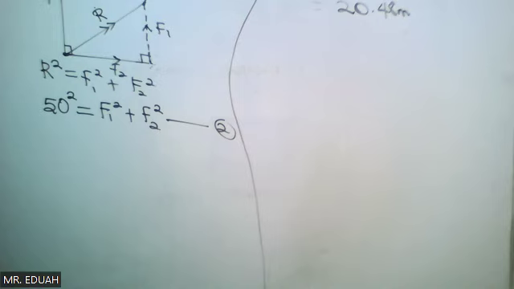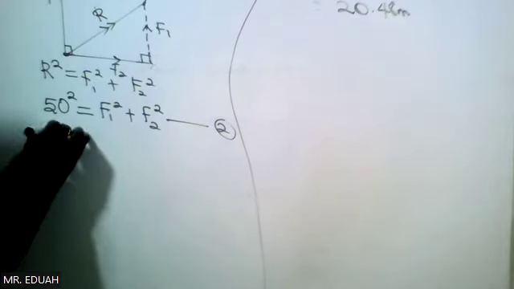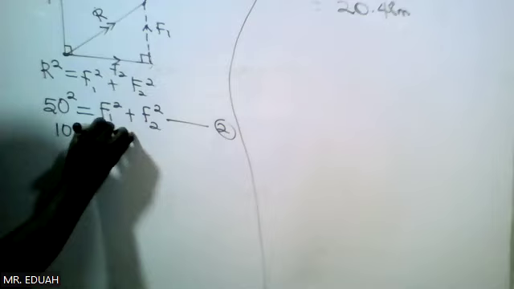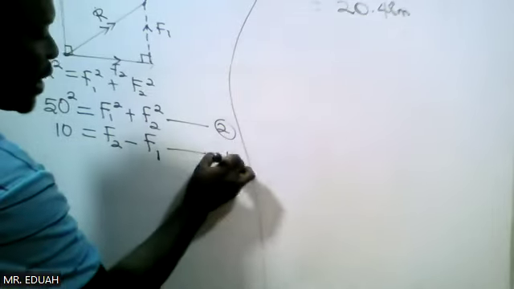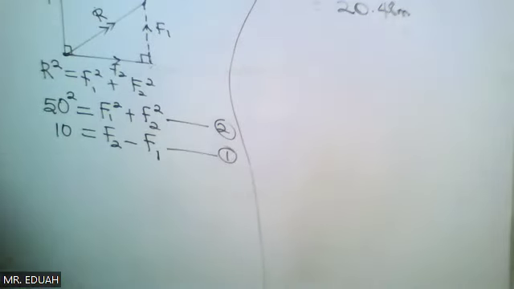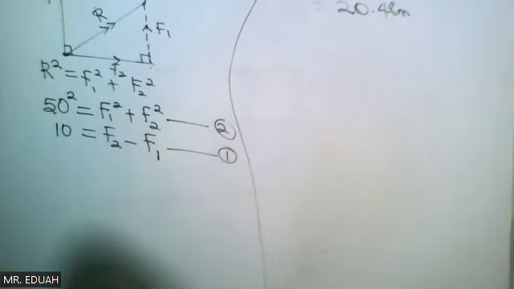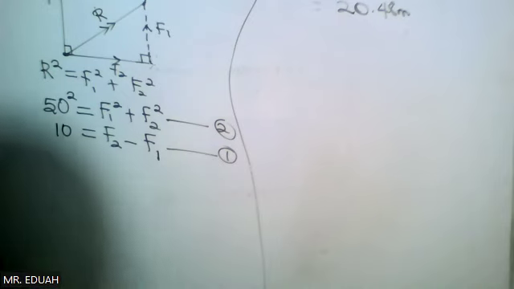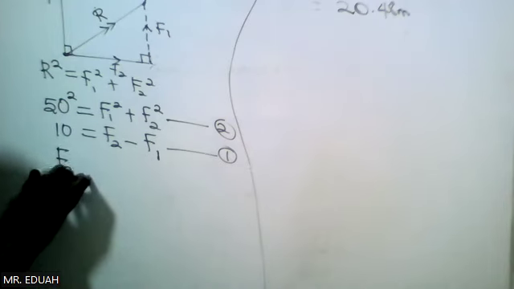All right. So the next thing to do is about solving the two equations simultaneously. I have 10 is equal to F2 minus F1 as equation 1, and 50 squared is equal to this. Now, in solving the simultaneous equation, I'm going to use the substitution method. From equation 1, I'm going to make F2 the subject.